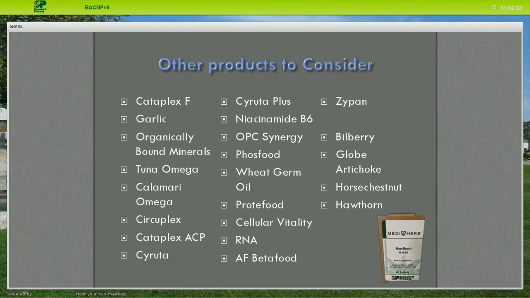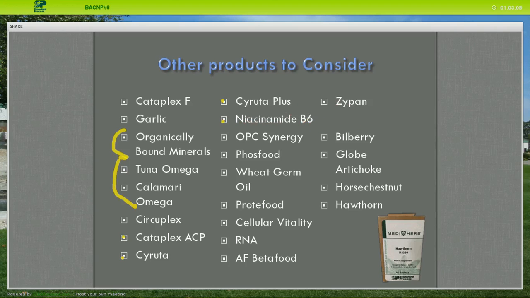So there's a host of other products to consider with regards to cardiovascular function. We didn't even talk anything about the omega-3s and their importance, and obviously minerals and their importance for relaxing nerve flow, which we'll get into a little bit more next time when we talk about sympathetic parasympathetic balance. All the different C vitamin potentials like Cataplex ACP, Cyruta Plus, niacin, and its B vitamin component, which I don't think about as often because Cataplex B or Cataplex G does contain those as well.